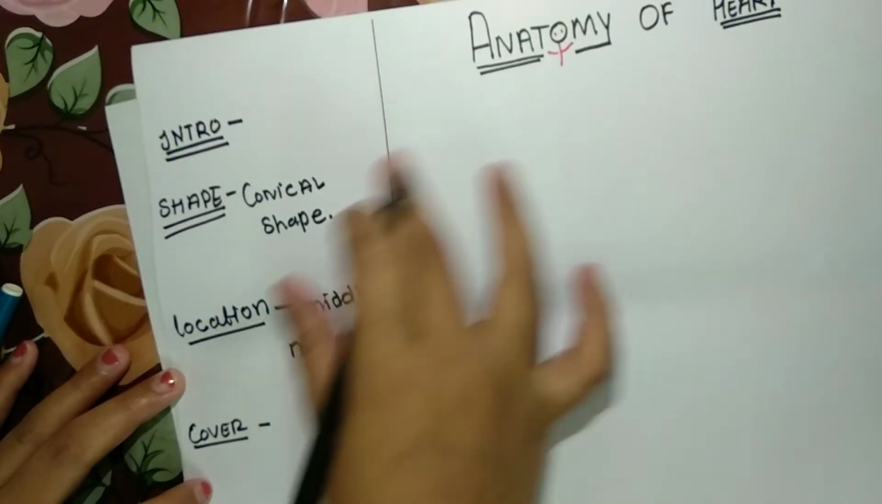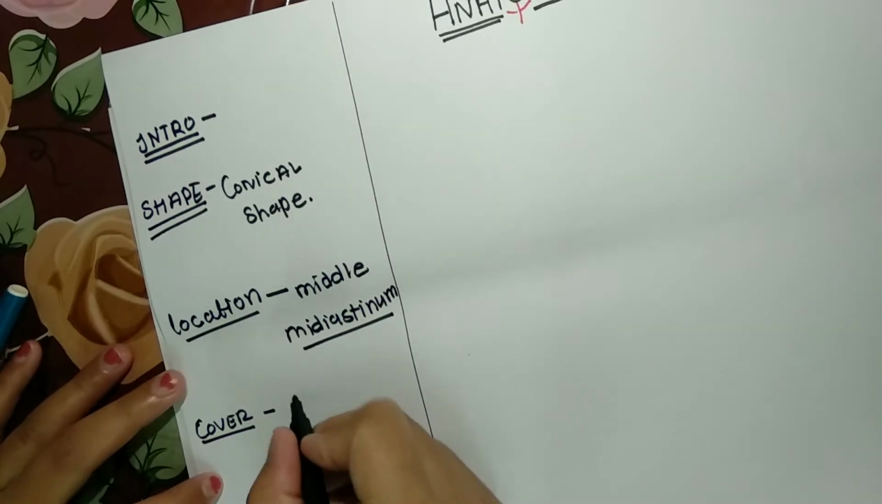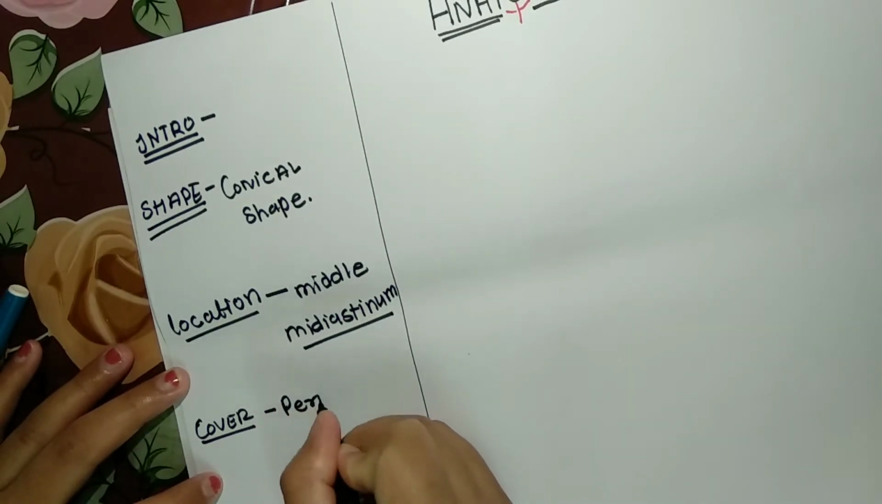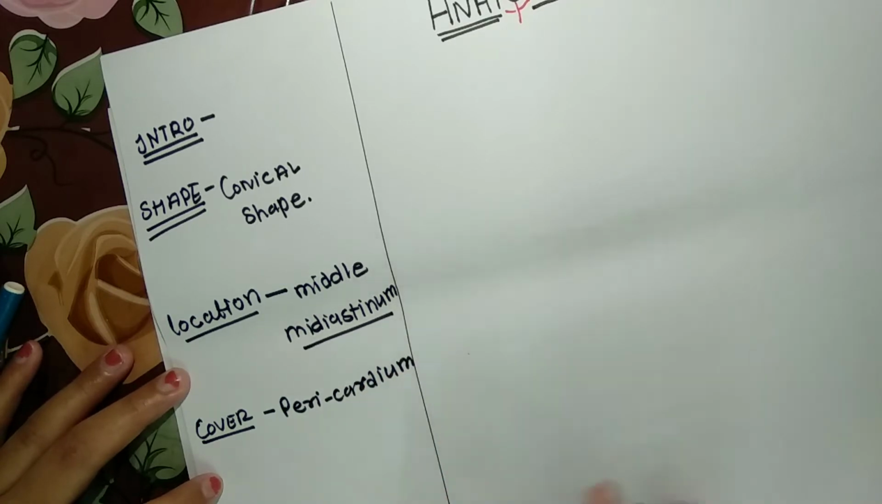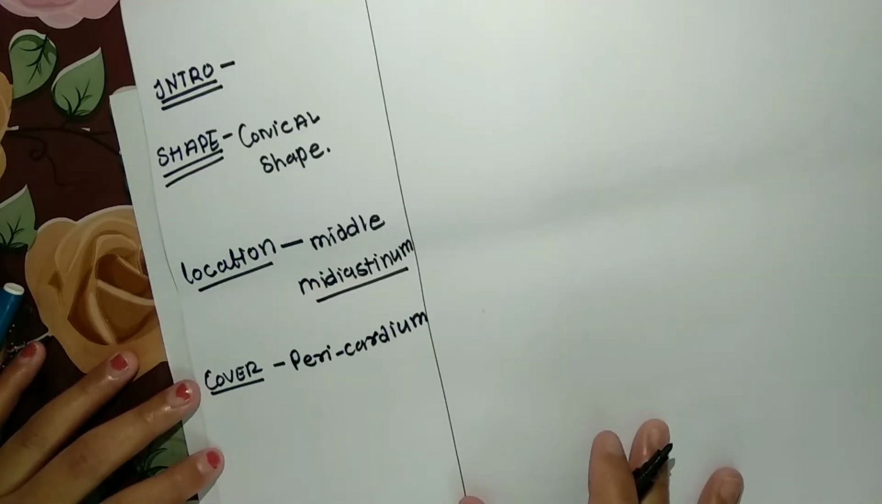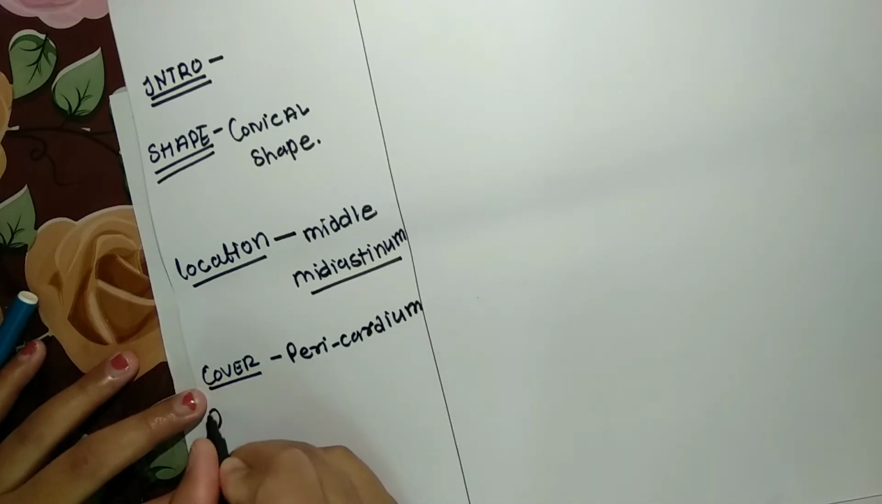The heart is covered with the pericardium. Cardium means heart, peri means cover. Pericardium. And direction.